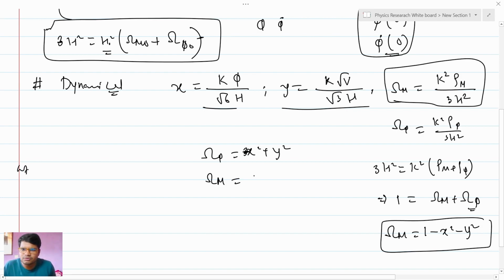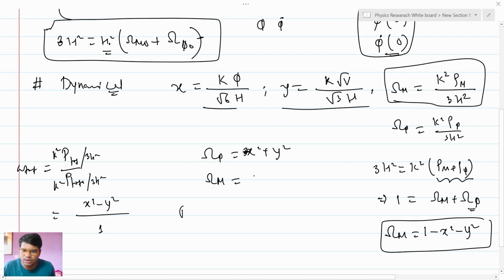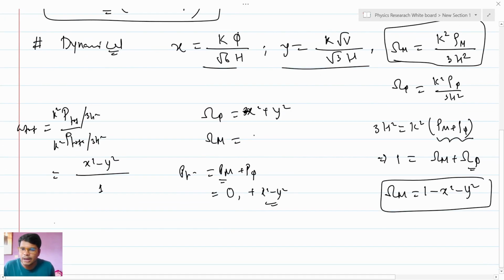And there is a total equation of state. This total equation of state is P total over rho total, and you can say that P total is x square minus y square. Rho total is basically rho m plus rho phi, right? If you divide by 3H square over kappa square, this becomes 1, and P total becomes x square minus y square, because P total is basically Pm plus P phi. Pm turns out to be 0, and P phi is x square minus y square. So what have you got? You have got omega total to be x square minus y square.